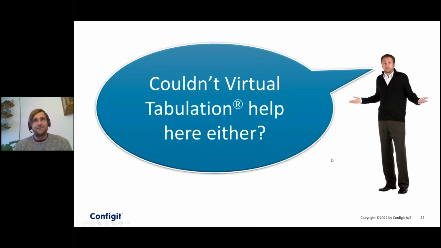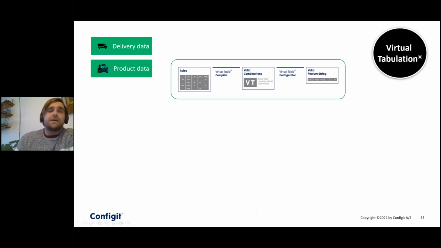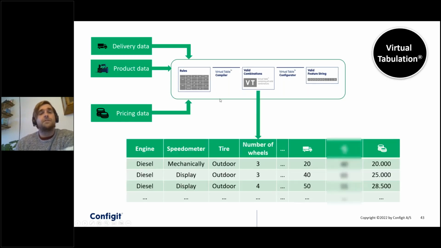But he has an idea. He could ask virtual tabulation to help him. So let's see again if virtual tabulation could help. We could take, as we know, delivery data and product data, but we could also take the pricing data, put it in our packages, compile all the data and calculate the solution space and the number of valid combinations, and calculate for each of these configurations not only the delivery time, but also the price.